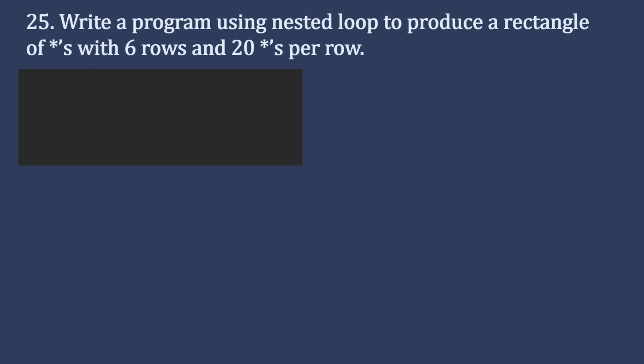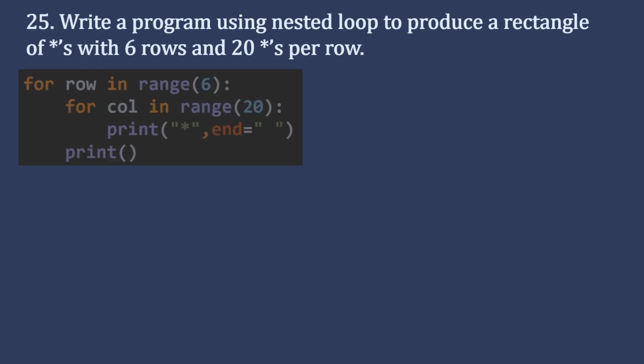Now write a program using nested loop to produce a rectangle of stars with 6 rows and 20 stars per row. So here you have to use a nested for loop to draw this pattern. So this is nothing but a matrix of 6 cross 20 having 6 rows and 20 columns, and in each cell there will be a star.